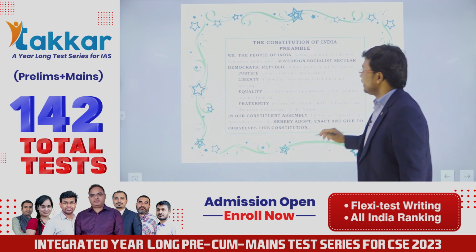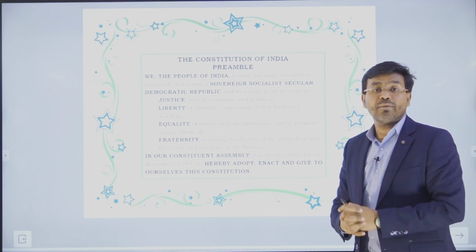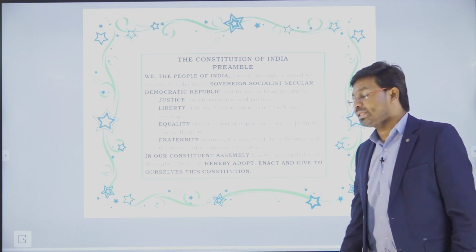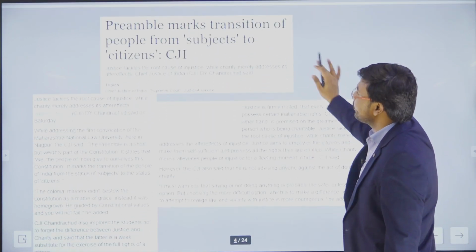The C part talks about it being a source of authority and power to the legislature, and that is incorrect. Here they have not mentioned anything about the legislature. All right, then why was it in the news?